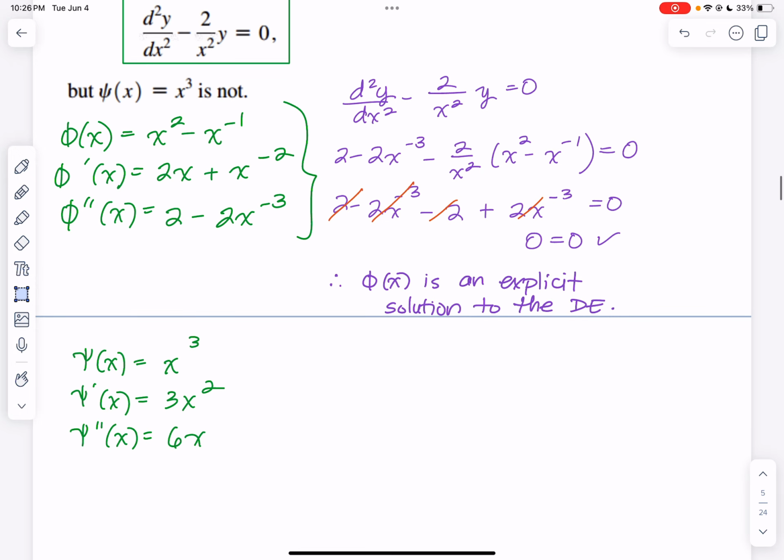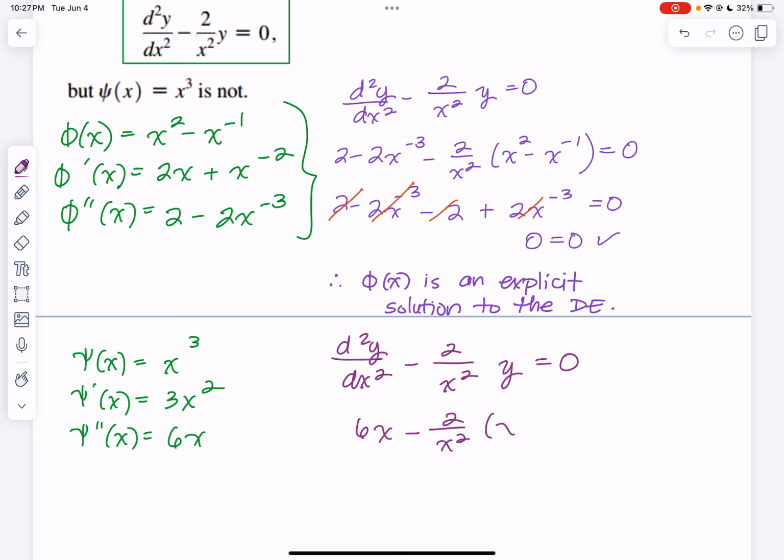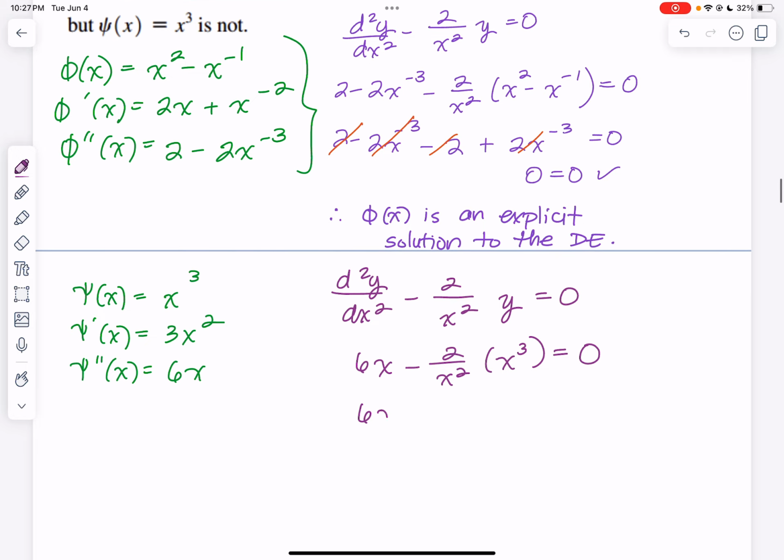And so let's rewrite our differential equation. So we have the second derivative of y with respect to x minus 2 over x squared y is equal to 0. So our second derivative is 6x minus 2 over x squared multiplied by our function is equal to 0. And so we have 6x minus 2x is equal to 0, and that is equal to 4x. And that is definitely not true.